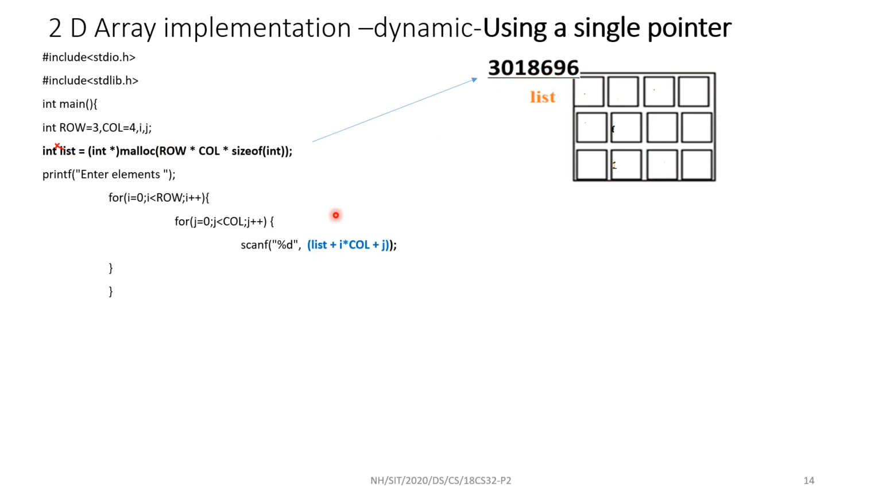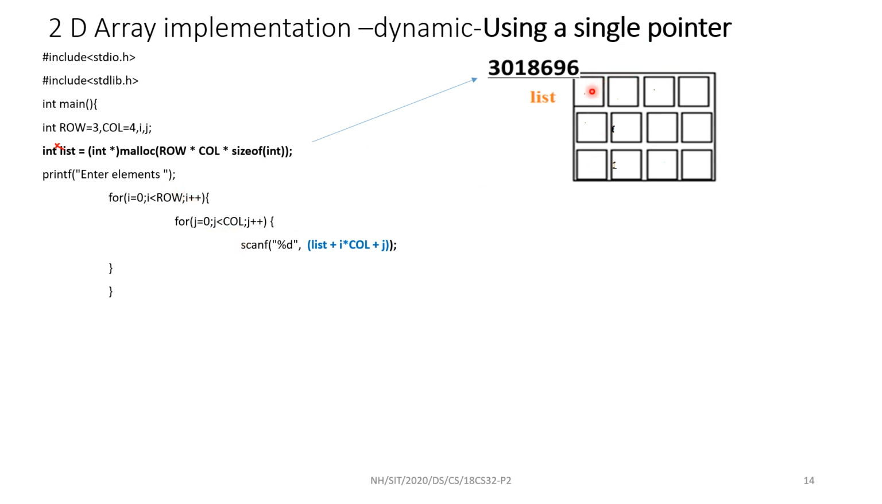Now I will start reading the elements and store them in these cells. How many times do I have to repeat? I have to repeat for each row. There are 3 rows: i equal to 0, i less than row, that is row 0, row 1, row 2. In the outer loop, 3 times I have to repeat. In the inner loop, for each row, I have to repeat 4 times: j equal to 0, j less than 4, that is 0, 1, 2, 3.